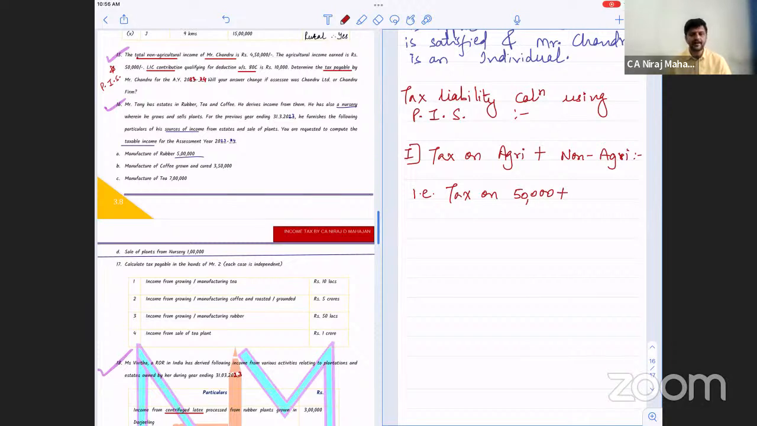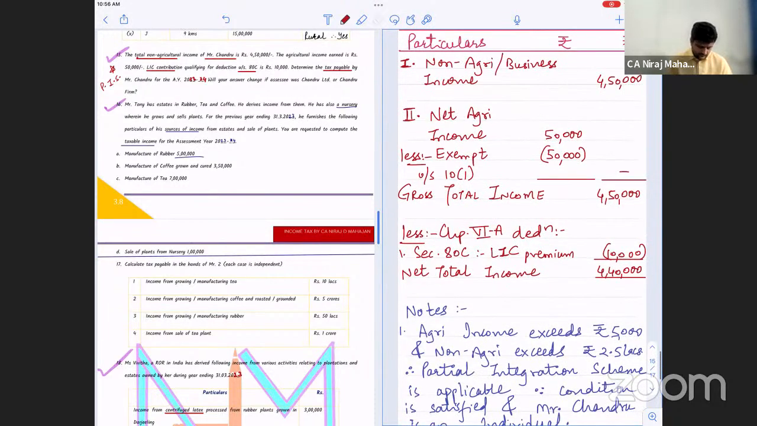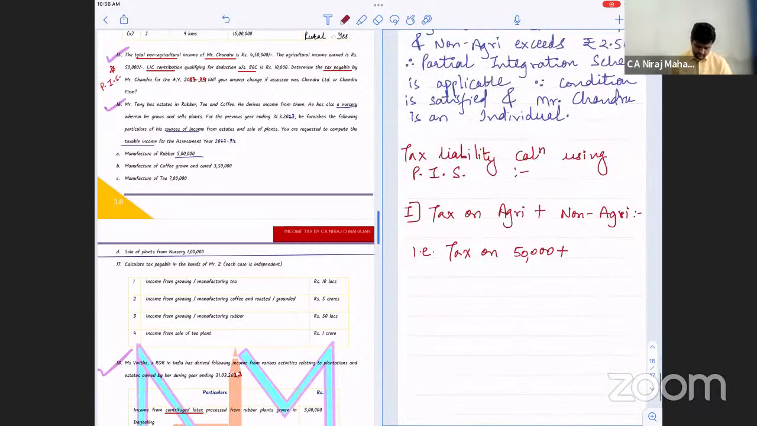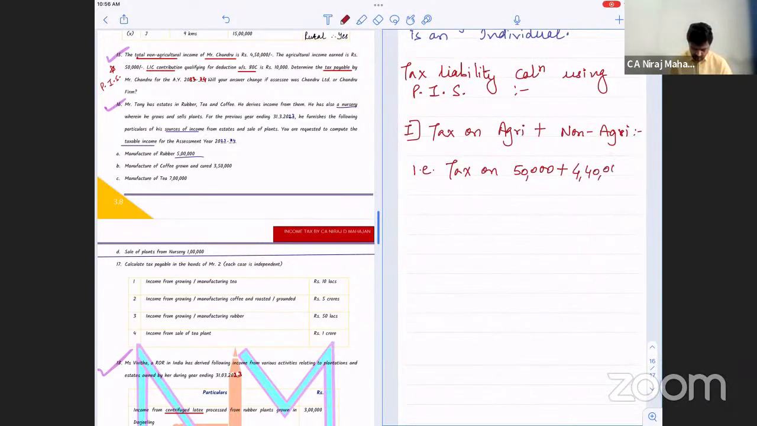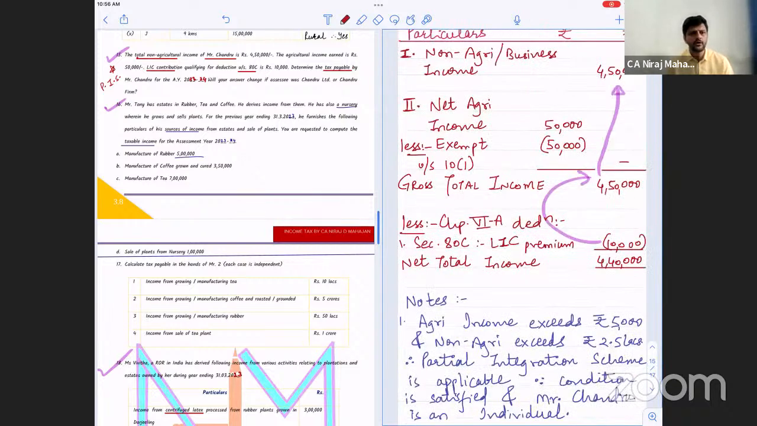Plus non-agri is 4.5 lakhs. But we have reduced the 10,000 or not? Which one am I talking about? This is reduced from this 4.5 lakhs. Correct? But this 4.5 lakhs is coming from non-agri. So my non-agri effectively taxable is 4,40,000. Did you understand? How 4,40,000? See, is my 50,000 coming in the outer column at all? No. But I'm reducing the 10,000. So effectively I'm reducing the 10,000 from where? Non-agri. From 4.5 lakhs. Use common sense.